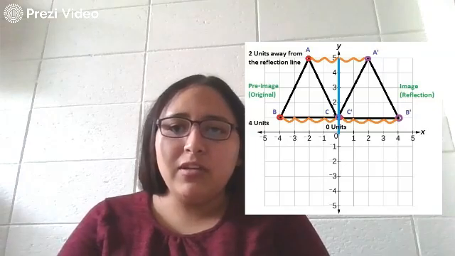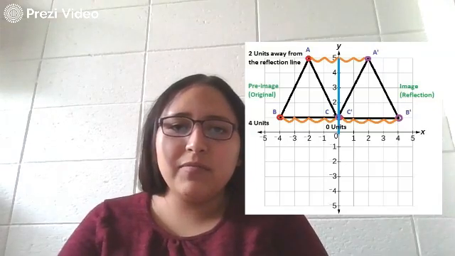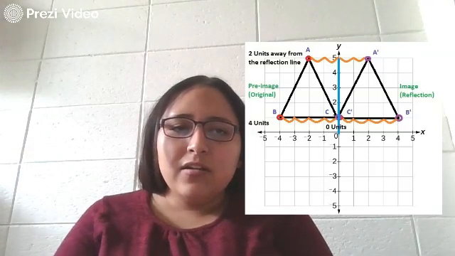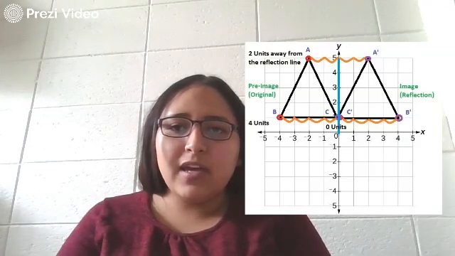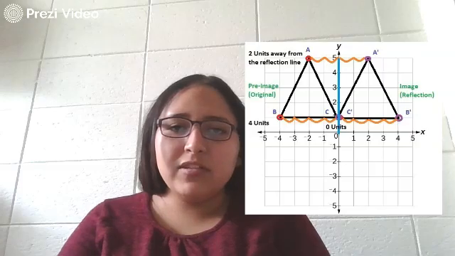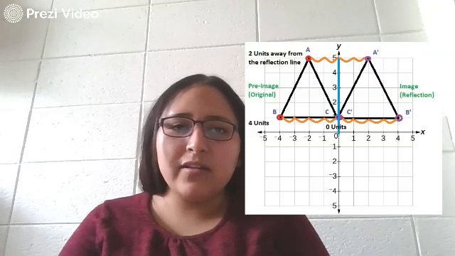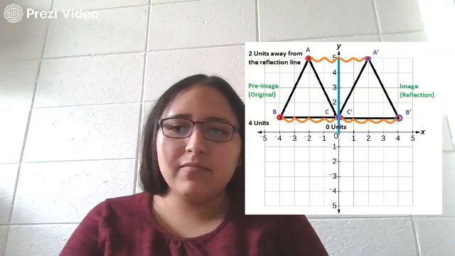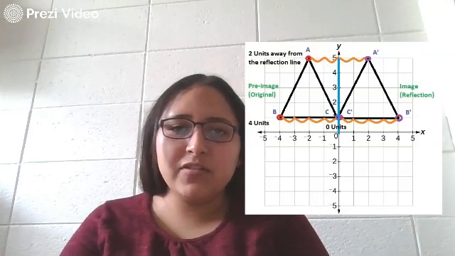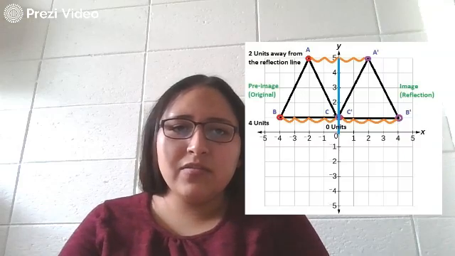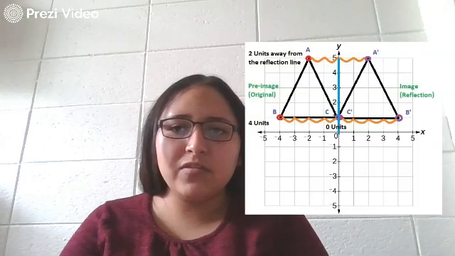The next point, point B, is located 4 units away from the reflection line. Therefore, to find its reflection point, you just count 4 units on the opposite side of the reflection line and label the point B prime. Finally, since point C is 0 units away from the reflection line, the reflection point of C will be 0 units away from the reflection line as well. And you label the point C prime.